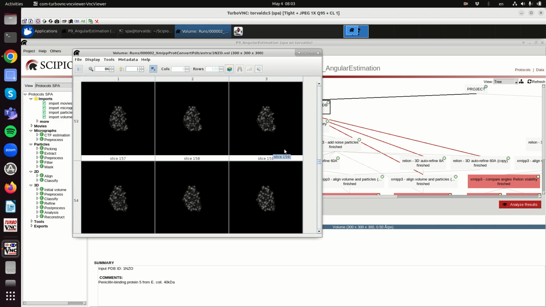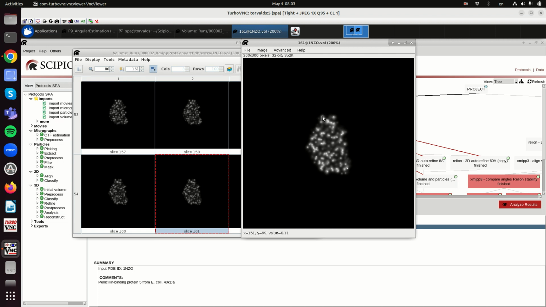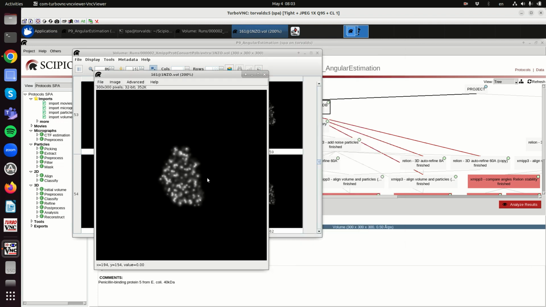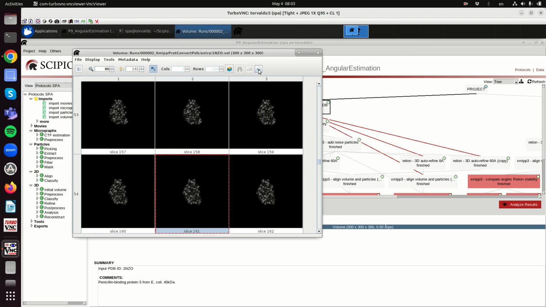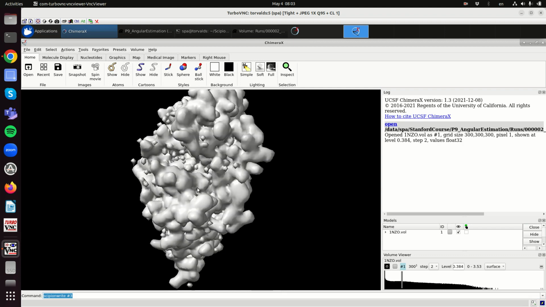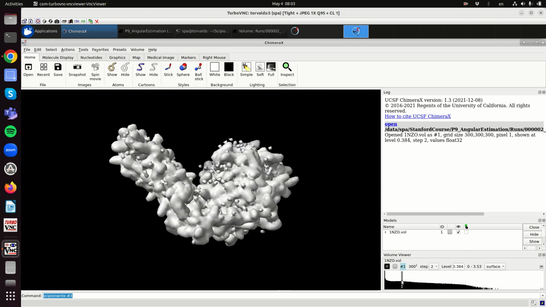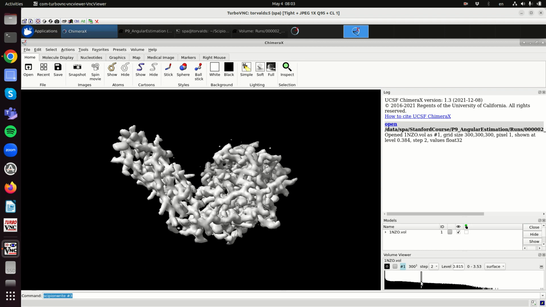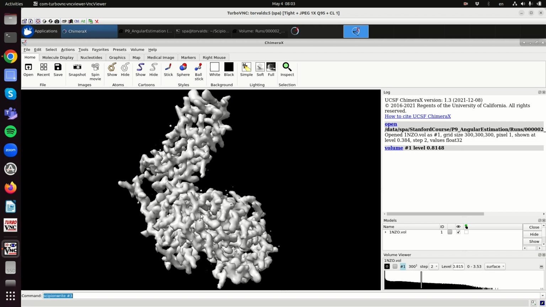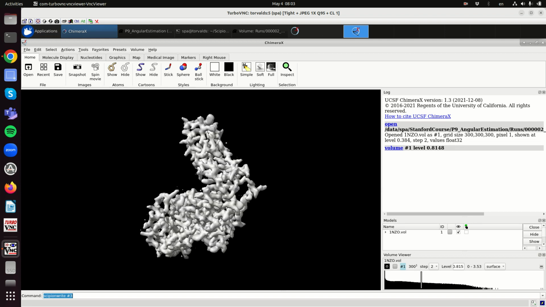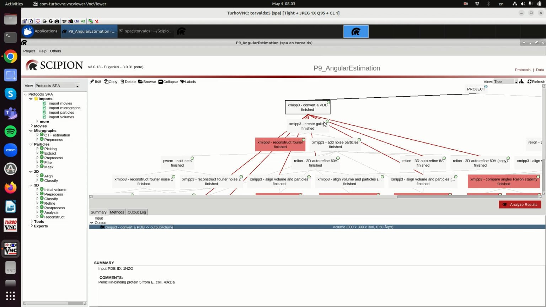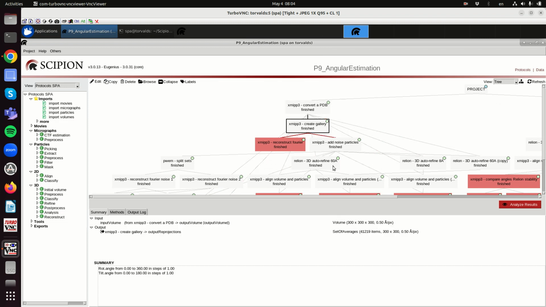So this is how slices look of an atomic model that is converted to Coulomb potential. Here we see the different atoms, and we can also see it in 3D and see how it looks. Yeah, it looks like this, and here we see all the details of the structure. Okay, so we generate projections from this structure in all possible directions.